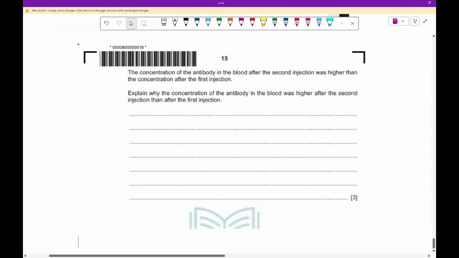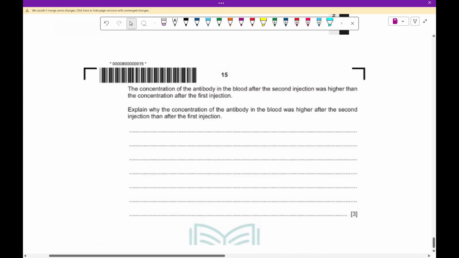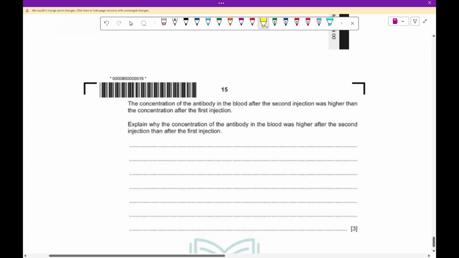The concentration of the antibody in the blood after the second injection was higher than the concentration after the first injection. Explain why the concentration of the antibody in the blood was higher after the second injection.